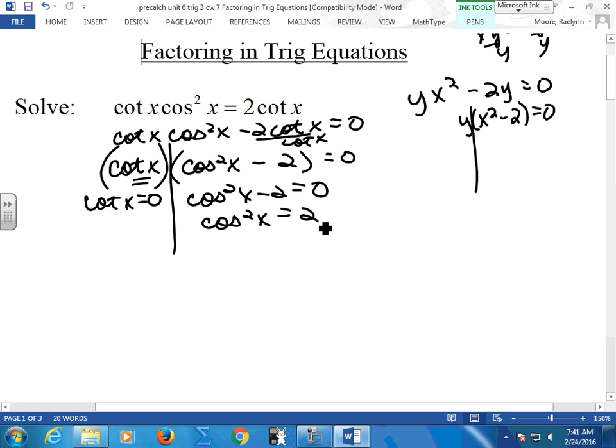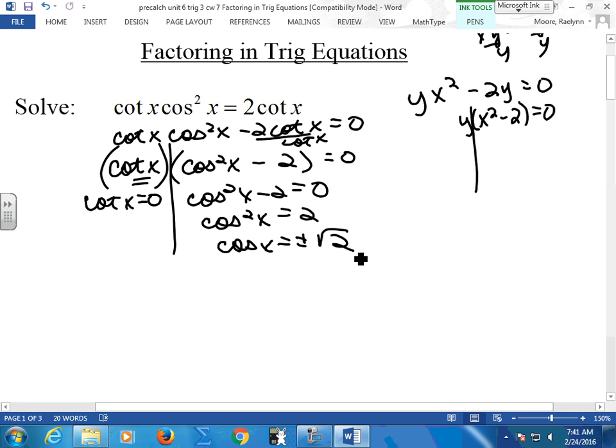It works the same as any variable. But remember, your variable is not x. Your variable is cotangent x, cosine x, sine x, secant x. That's your variable. It could be cosecant theta, cosecant y. It could be anything. But your variable is attached to your trig function. So now, we square root both sides, and we get the cosine of x is plus or minus radical 2.